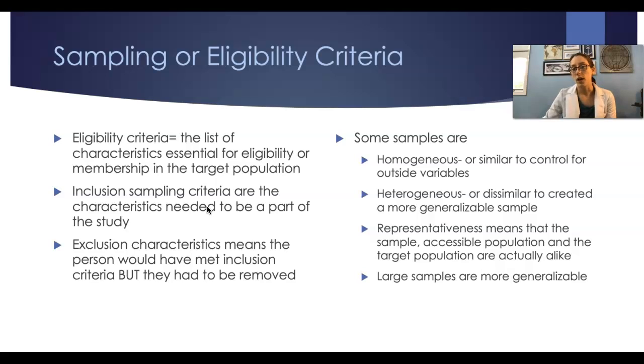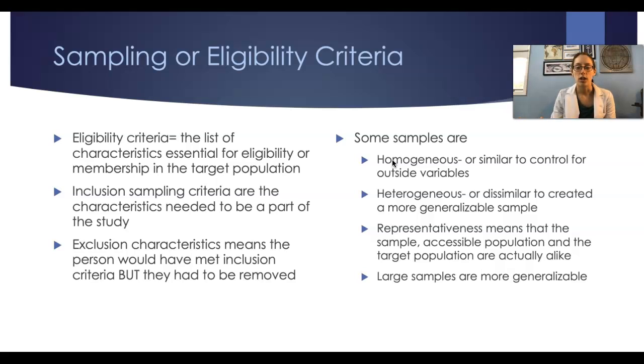So maybe they do have cancer, but what you're looking for is lymphatic cancer, where they have bone cancer. So some samples are also homogeneous or similar, which means they control for outside variables. In a study about a very particular thing, this gives us better results because everybody's pretty much exactly the same.